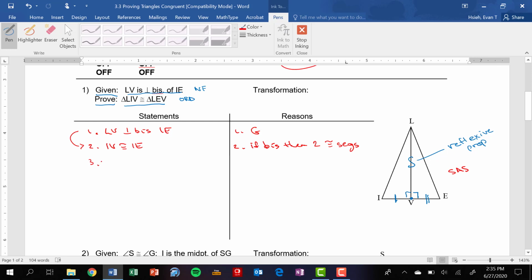Okay, and then in step 3, I also know that, what do we know? We know these things, right? I know that angle LVI and angle LVE are right angles. That's because if I have perpendicular lines, I'm going to go ahead and use the abbreviation symbol here for if and then. If I have perpendicular lines, then I have right angles.